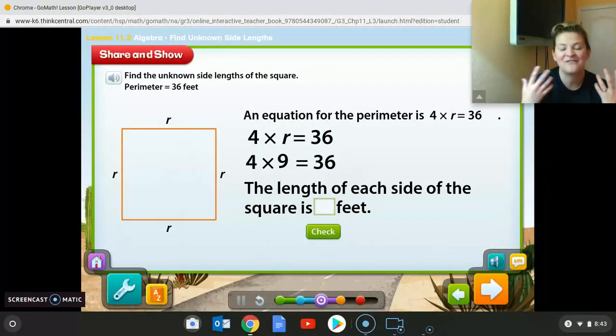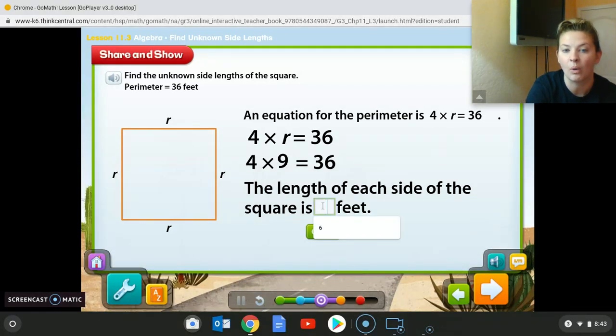Yes. So if I take 4 times 9, or 9 times 4, right, because of the commutative property, I would be able to find the answer. So yes, this is using multiplication because we're adding the same side lengths. Remember, groups of the same thing. 4 groups of 9 is going to equal 36. So each side, or R, is equal to 9. Does that make sense to you guys?